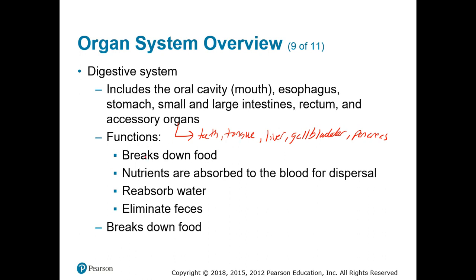The whole point of the digestive system is to break down food. The nutrients from this food are absorbed into the blood for them to be dispersed to the other cells. It also reabsorbs water and eliminates anything that it can't use in the form of feces.